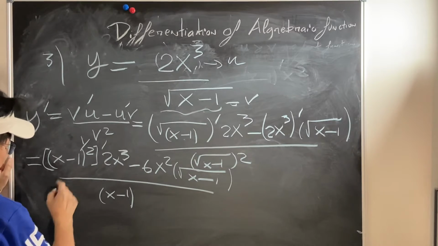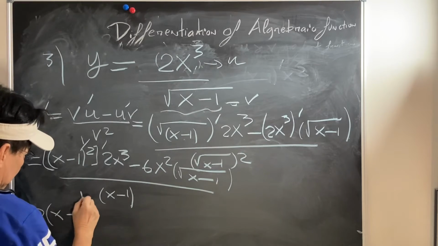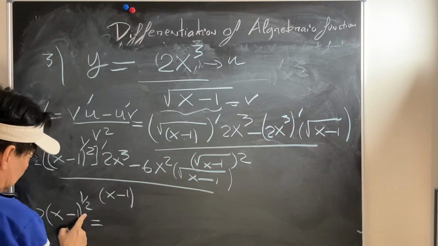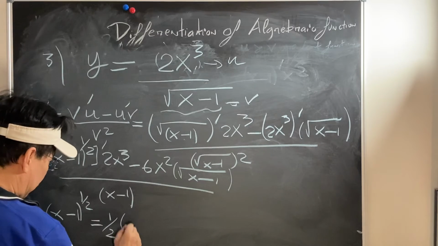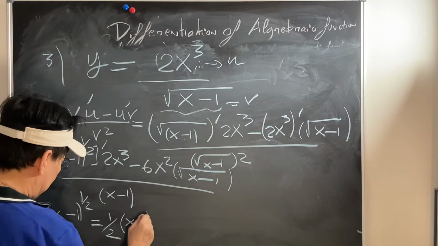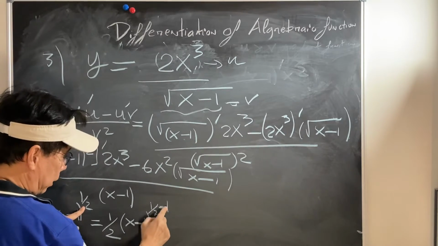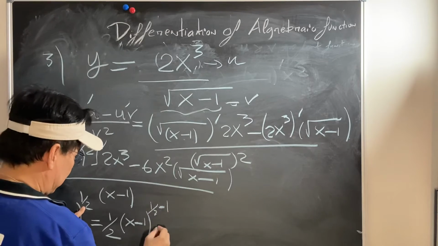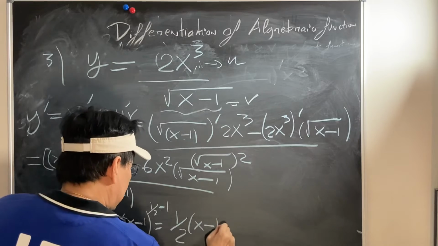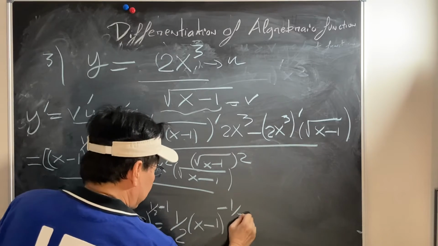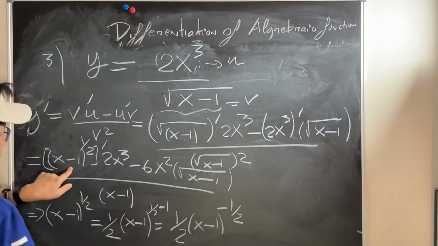Okay, derivative of x minus 1. Get the derivative of x minus 1. 1/2 will be, take 1/2 in the front, times x minus 1, and then 1/2 minus 1. Okay, 1/2 minus 1 is minus 1/2. So we have 1/2 (x minus 1) to the minus 1/2. Okay, so this is the derivative of this.